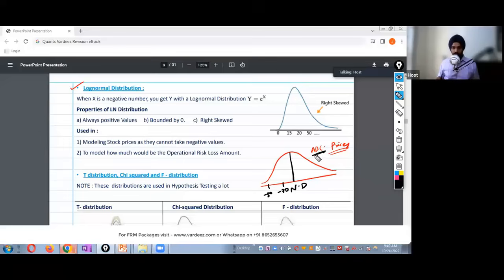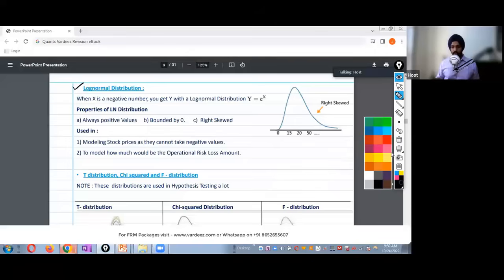No. So at those times, the normal distribution cannot be used. An alternative is the log normal distribution. So when all your X values are positive numbers, you can take a log of them using this, and you get a distribution which is what we call a log normal distribution.